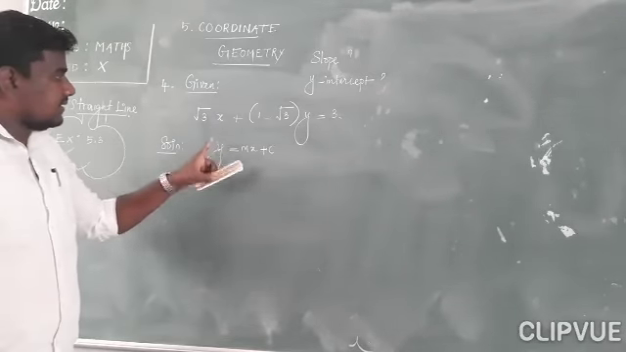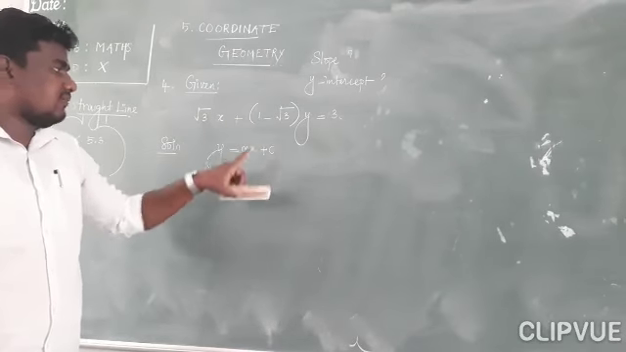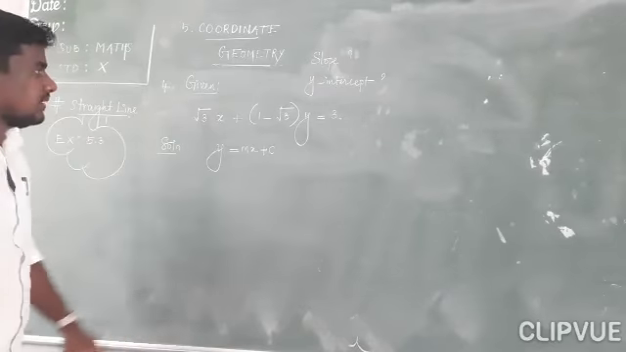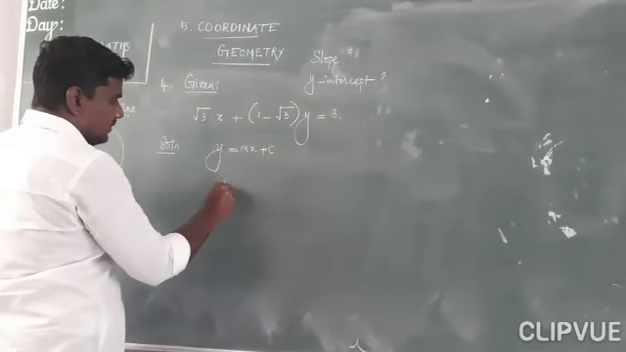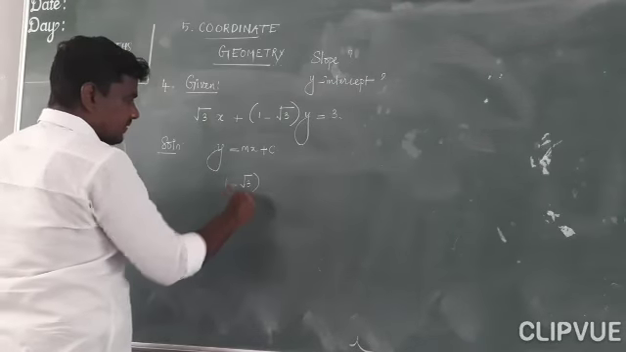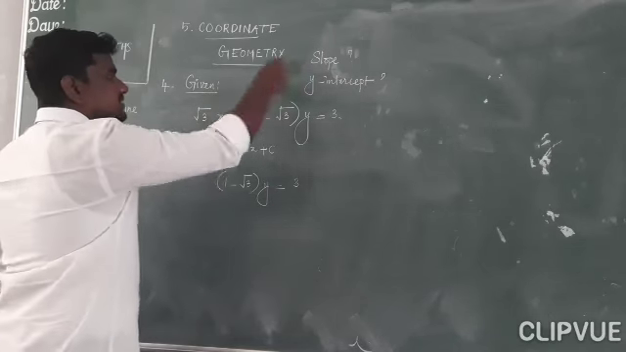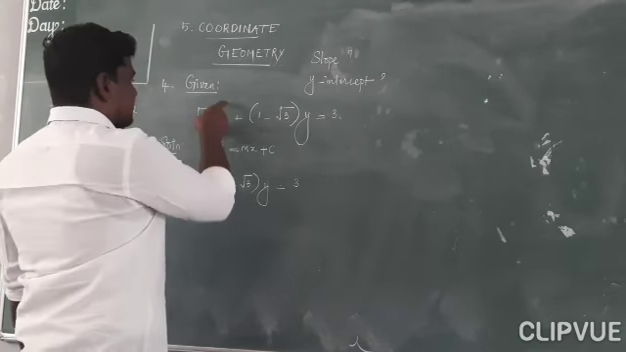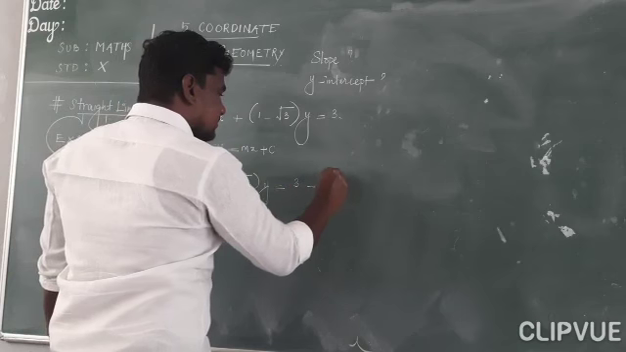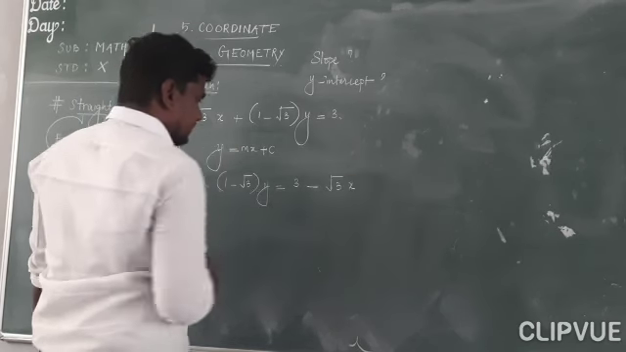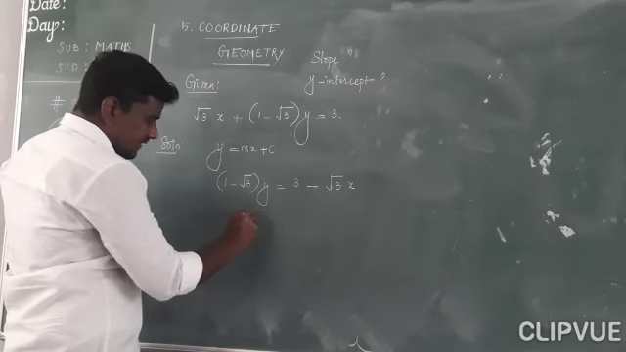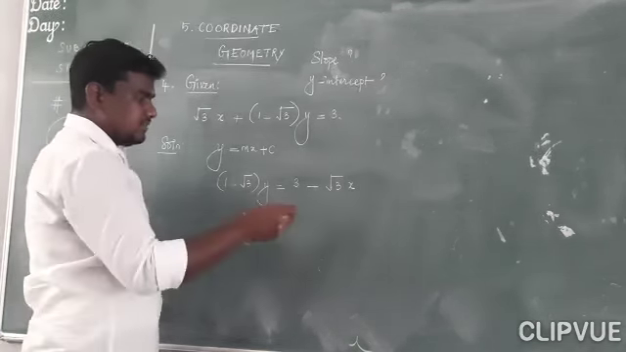So first we write the given equation in the form of y equal to mx plus c. So first, (1 minus root 3) y is equal to 3. You can take this term to the right hand side, so plus root 3x becomes minus root 3x. Okay, so y is equal to mx plus c.